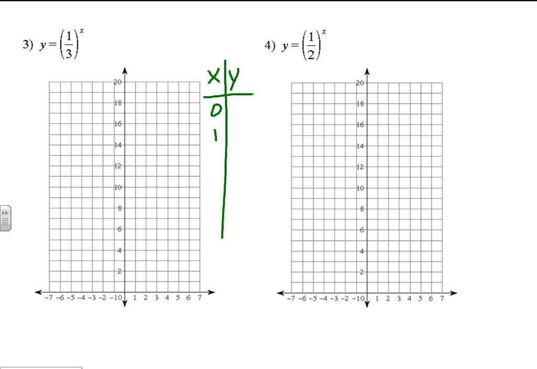X is 0, x is 1, x is 2, x is -1, x is -2. Almost always use those, sometimes add a couple more. So when x is 0, I don't care if it's a fraction, anything to the 0th is 1. When x is 1, I don't care if it's a fraction, anything to the first is itself. 1/3. So now at 1, I'm only up a third.